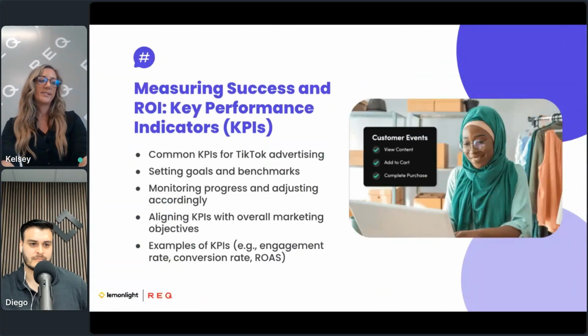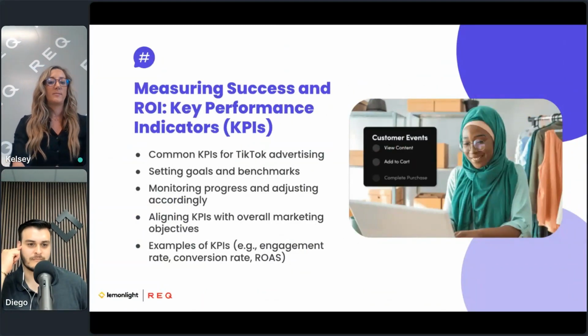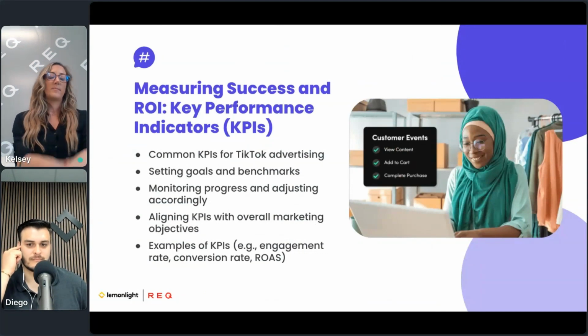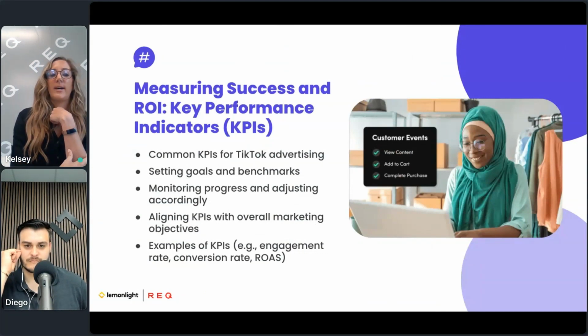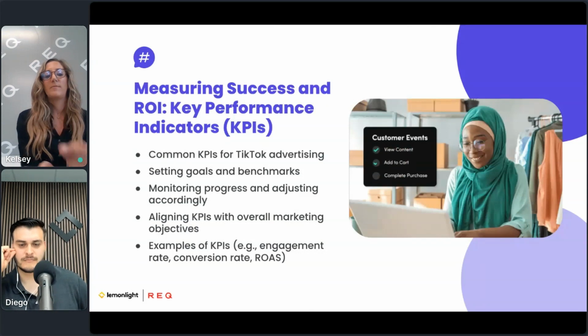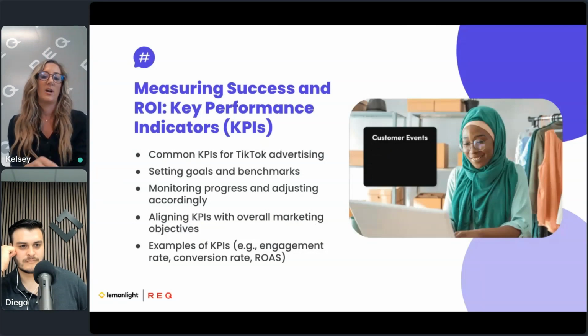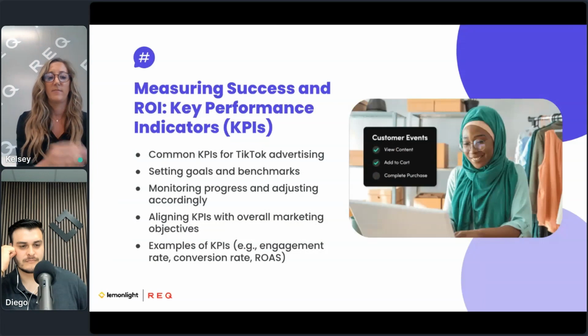All right, so measuring success and ROI. Now looking at some key performance indicators. Some common KPIs that we look at for advertising, if we think of the funnel. Top of funnel can be things like impressions, clicks, click-through rate, and cost per click. Bottom funnel is going to be any of your DR events, whether that's add to cart, complete payment, return on ad spend, or conversion rate.